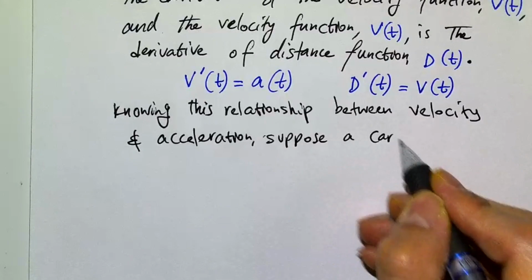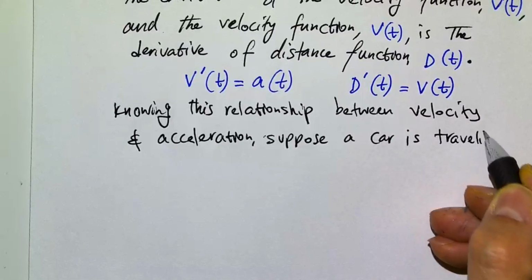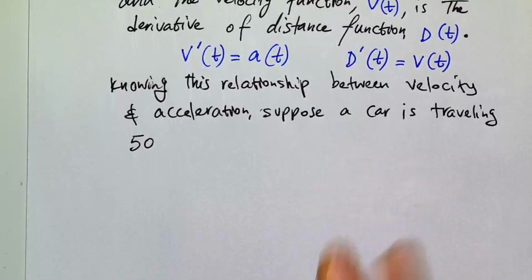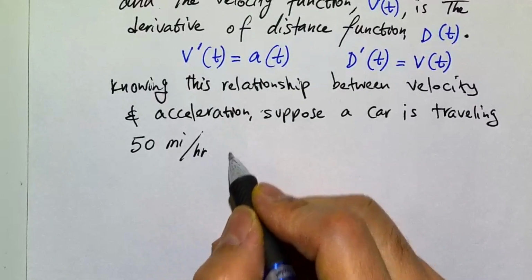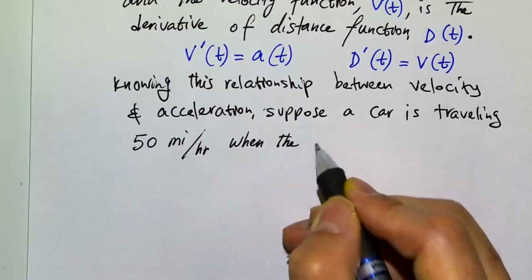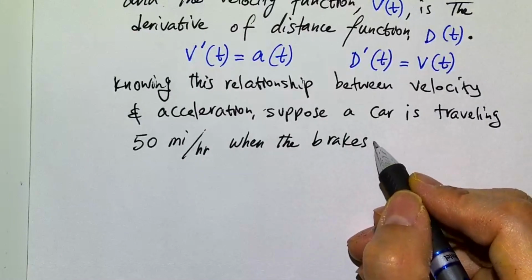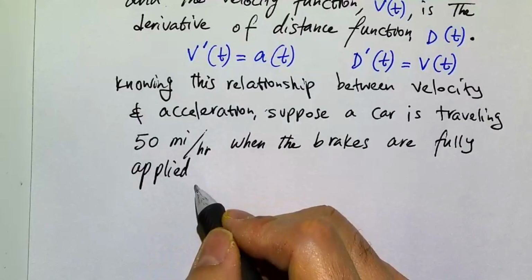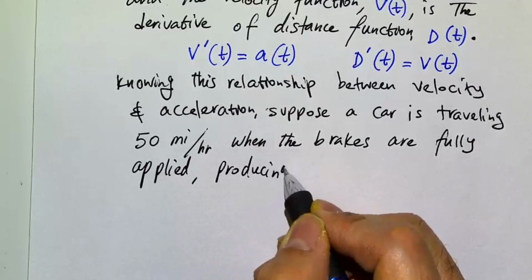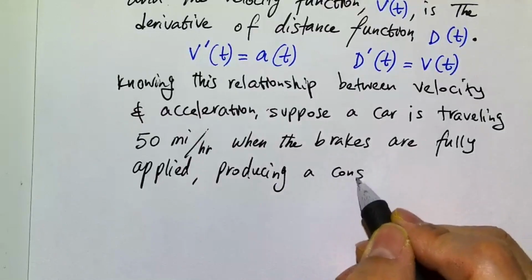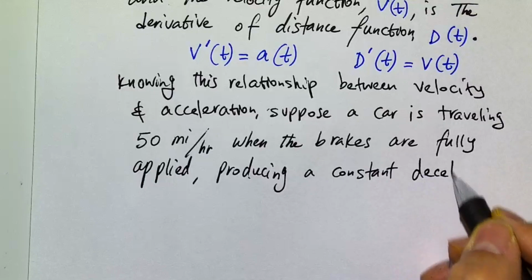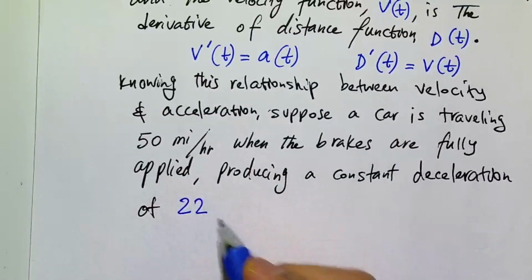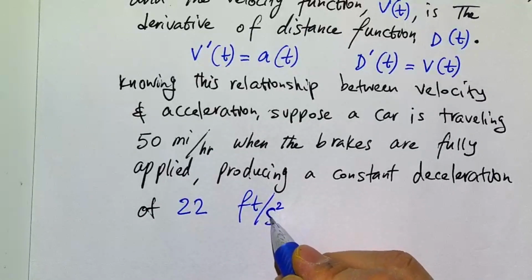suppose a car is traveling 50 miles per hour. So this is feet per second squared.